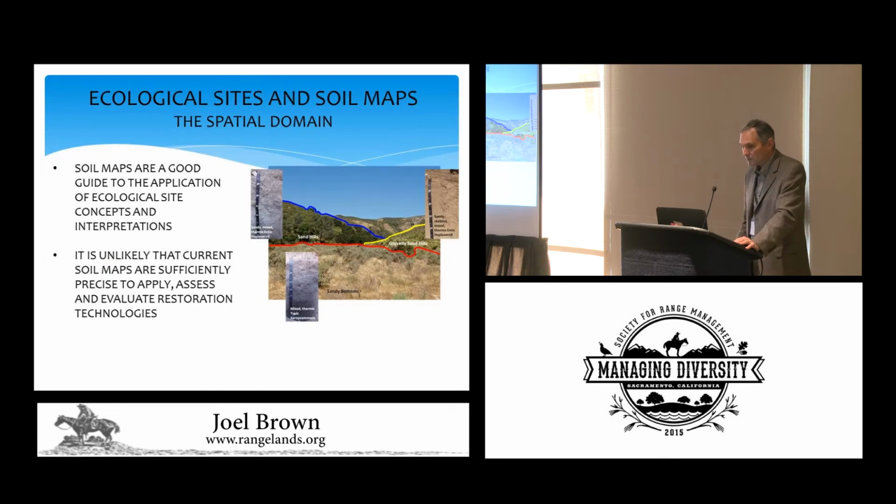So if we want to sum up the spatial domain part of it, I think soil maps are a good guide to the application of ecological site concepts and interpretation. But it's unlikely that current soil maps are sufficiently precise to apply, assess, and evaluate restoration technologies. And that's assuming that the restoration technologies we're using are going to be difficult. If they weren't, it wouldn't be restoration. They're going to be expensive and they're going to be risky. And if we're going to realistically assess the risk associated with these restoration technologies, we really have to pay a lot more attention to where we are in both space and time.